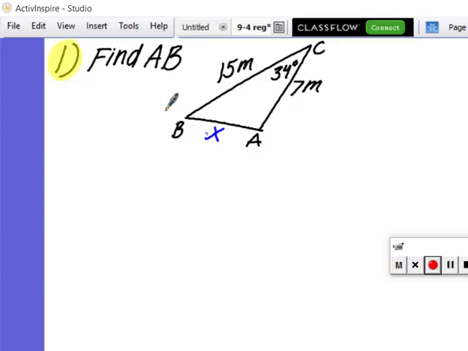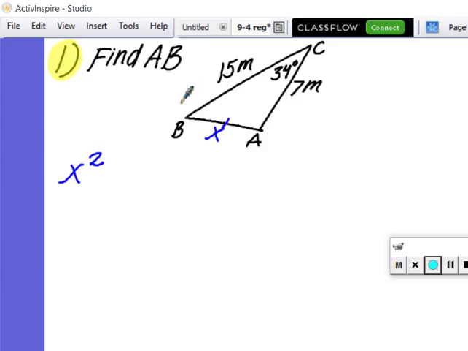Find side AB. Notice we're dealing with two sides and an angle. We could find the area, but I'm asking you to find the side. So this is what we're going to do. We're going to use the law of cosines. We're trying to find this side x, so the side we're trying to find has to go on the outside. So we'll put x squared.